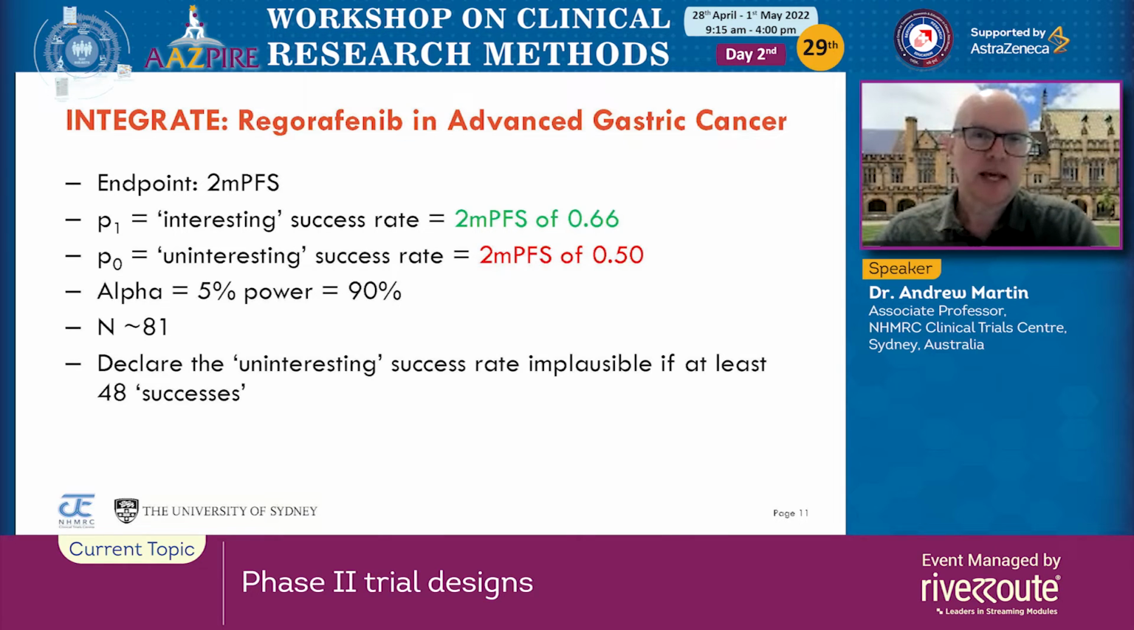And we end up with a design that requires 81 patients in our single arm study and a go, no-go rule where the uninteresting success rate, so this one, 50%, is declared as implausible if we see at least 48 successes out of the 81 patients. So this is an example of a single arm phase 2 design without any provision for early stopping on the basis of emerging evidence.